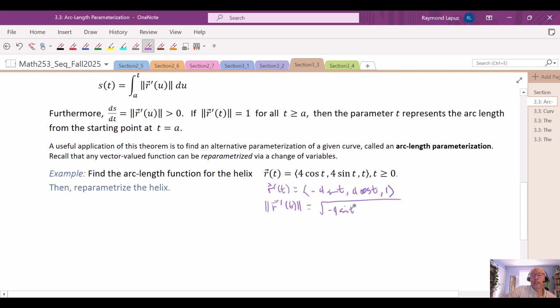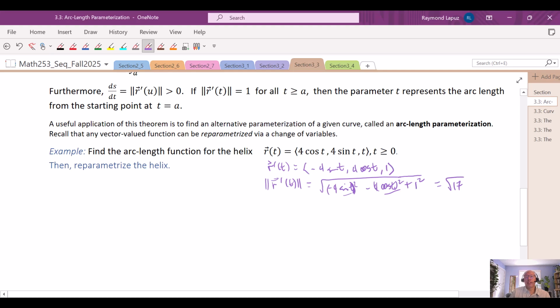the square root of (-4 sine t) squared plus (4 cosine t) squared plus 1 squared. This is going to be a sine and cosine with a 4 factored out, 4 squared factored out because the t squared should be inside. So that would be 4 squared, that's 16, plus 1, 17, and you can't take the square root of that. So it's just going to be the square root of 17, which is great.